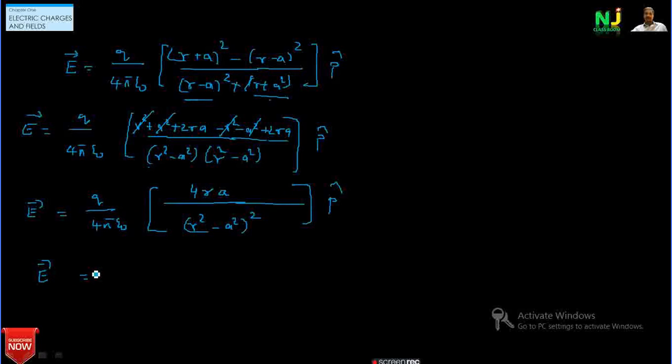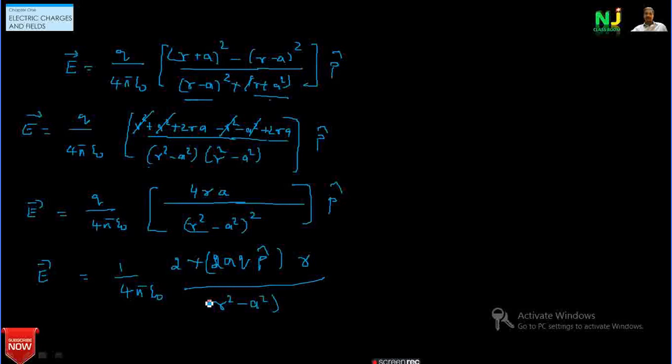So now in the next step, E vector is equal to, let us consider 1 by 4 pi epsilon naught as it is, 2 into P, that is Q. One more thing is 4ra, we have to write it as 2 into 2a. So what happens is 2aQ into p cap, into r divided by (r square minus a square) to the power square. So what we did, it is 4ra, here 2 twos are 4ra, we took Q, we took the p vector.